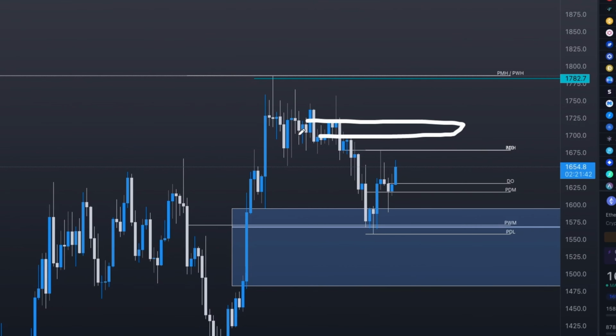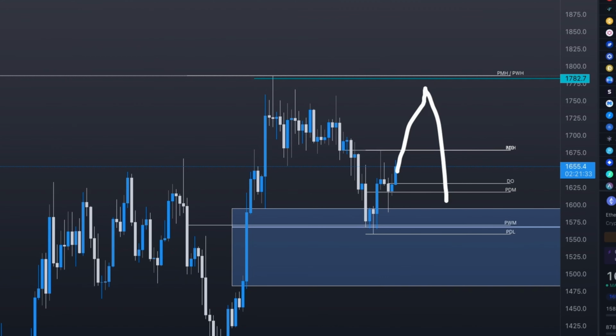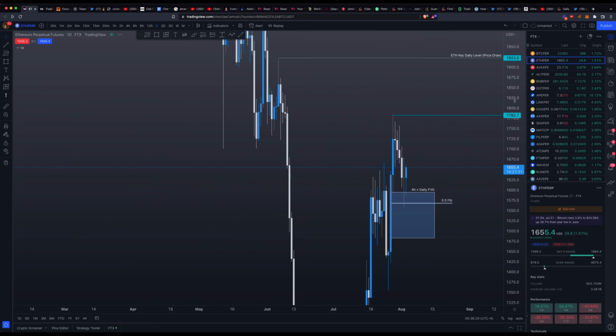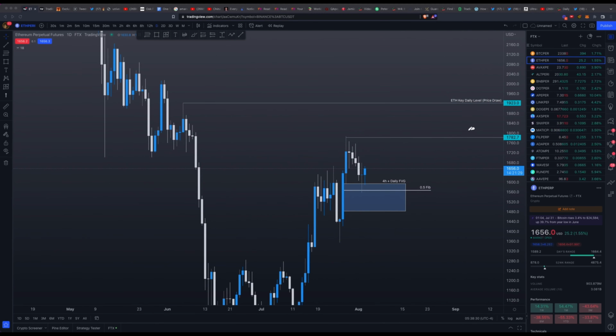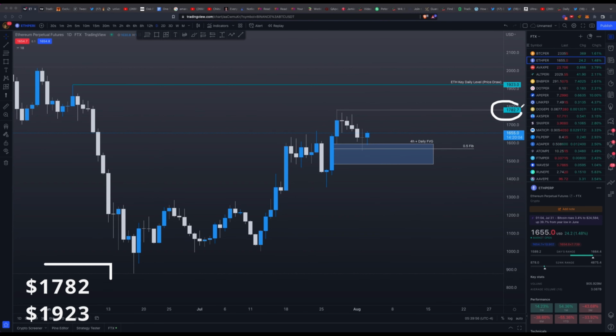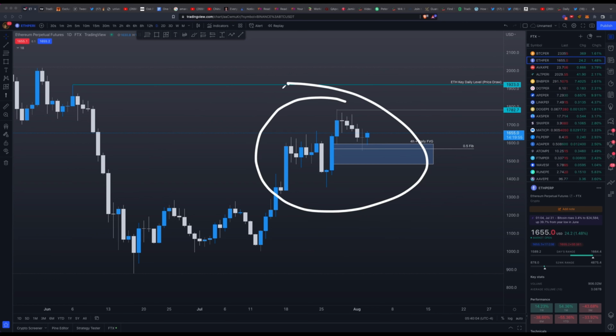Now, because there is no reasonable area of resistance over here, we definitely just assume that this level is going to get hit. Of course, if that level doesn't get hit, then you start reading and reacting again. But more often than not, statistically speaking, you are going to hit $1,782 at least, at minimum, if you confirm this high low. Because we're dealing with the daily chart here, I expect $1,782 to get hit at the minimum. And there is also a pretty good chance that $1,923 gets hit as well. So that's going to be Ethereum on the daily chart.